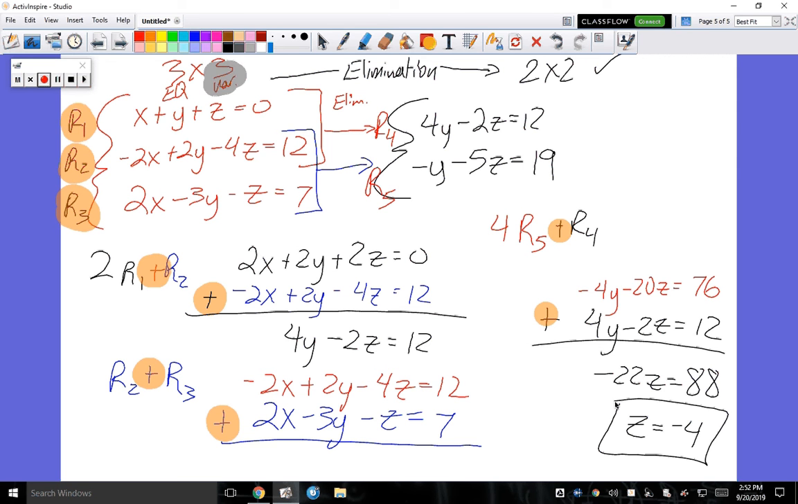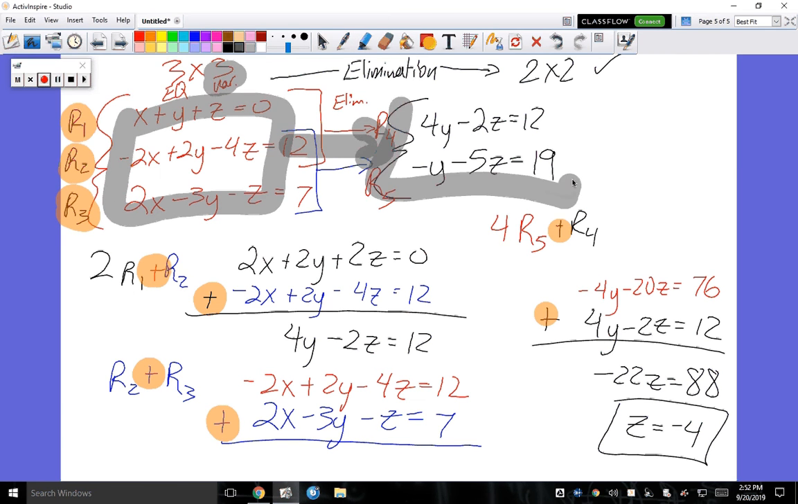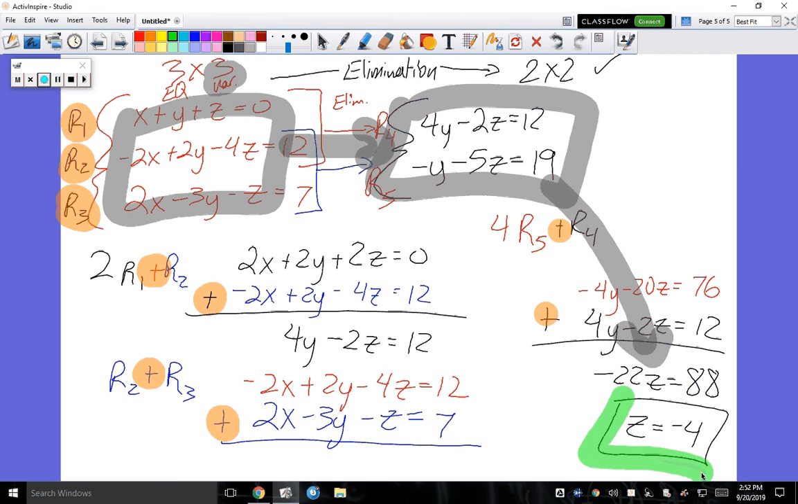Okay? Here we go. Watch my roadmap. We went from a 3 by 3 to a 2 by 2, solved a 2 by 2 in order to get my final answer for one of my variables. Okay? To use z now, I'm going to backtrack exactly the way I came from. You with me? So let's take z, which is negative 4, and let's put it in one of these two equations. Let's say we put it on the top one. So minus 2 times negative 4 is the same as adding 8, and we have 12.